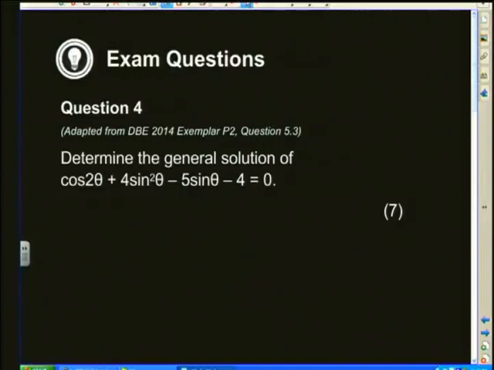So this is a general solution question, question 4. They ask you to determine the general solution. What I want to do here, the way I can help you the most, because people look at this, once you get to the solving part, it's easy. How do you get to the solving part?